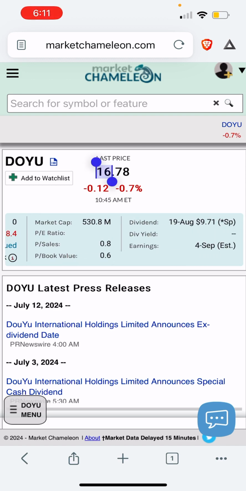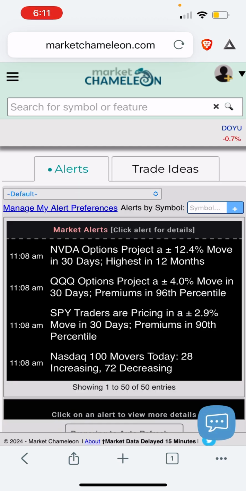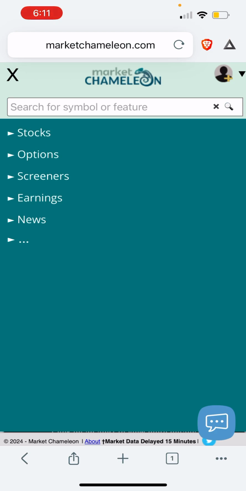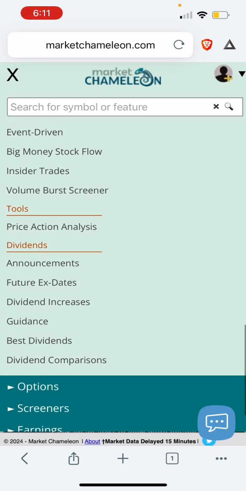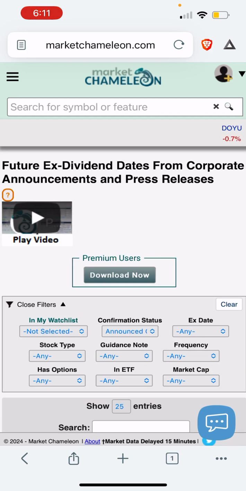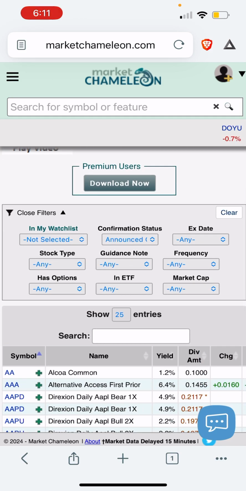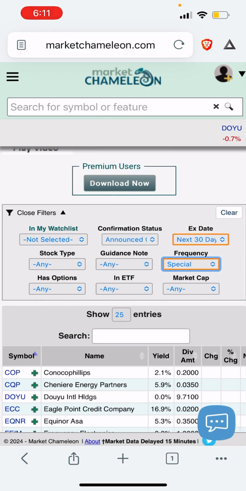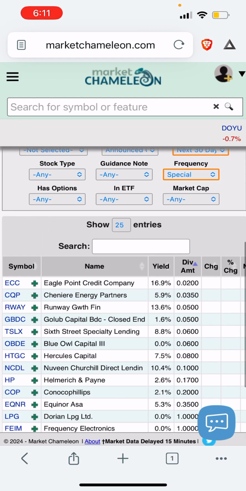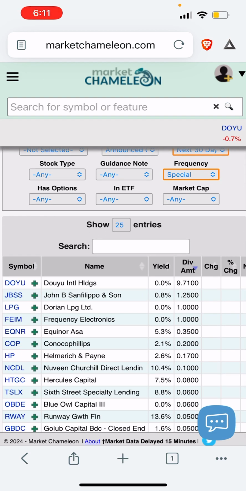That's just one idea. And if you remember how we got here, we went to Market Chameleon, and we went here to stocks. And in stocks, we went to dividend, future ex-dividend, and in here we filtered by the next 30 days, you can do anything. But basically, we did a special, and in the special, we just sorted by amount. And that's how we got to Doyo.